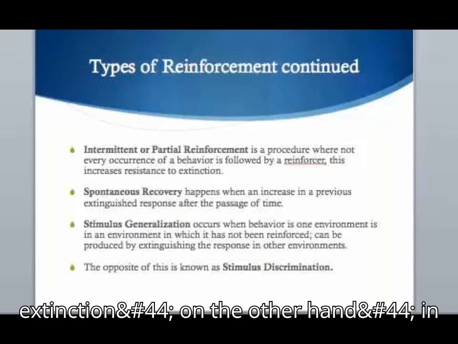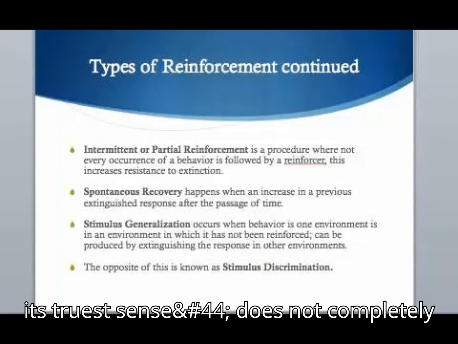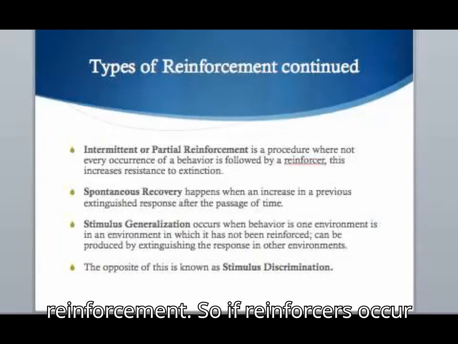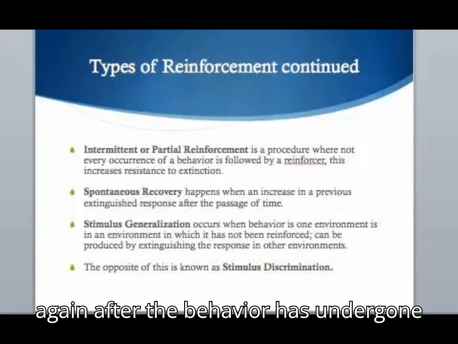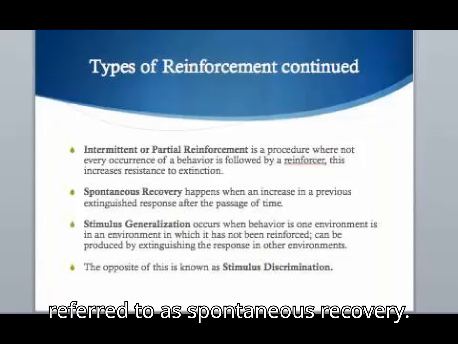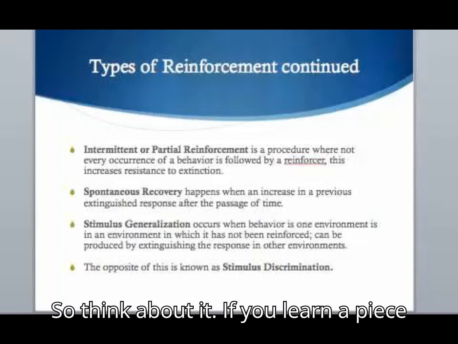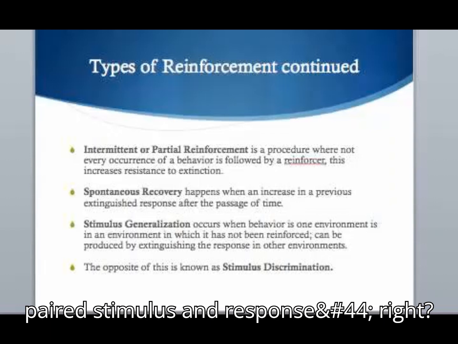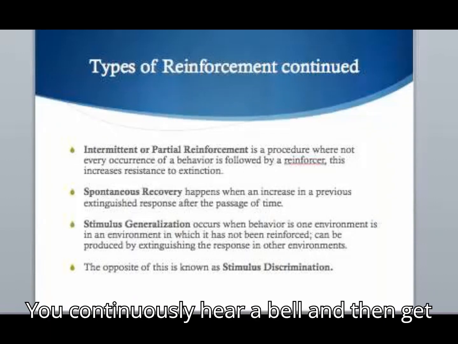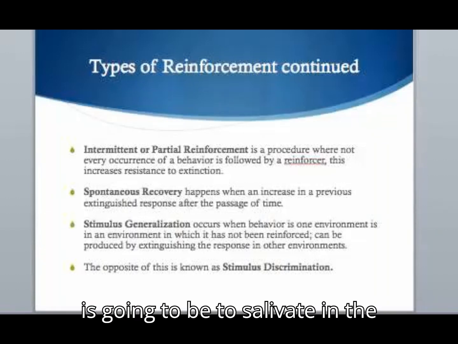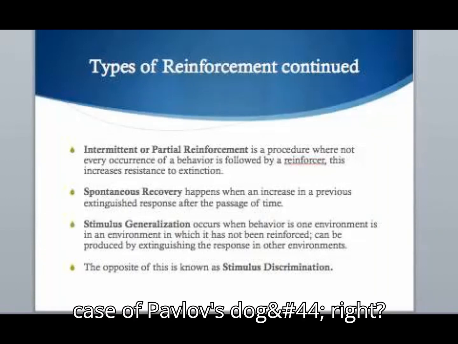So extinction, on the other hand, in its truest sense, does not completely eliminate the effects of prior reinforcement. If reinforcers occur again after the behavior has undergone extinction, it rapidly recovers its previously lost strength, and this is referred to as spontaneous recovery. So think about it. If you learn a piece of information and you have repetitively paired stimulus and response, right? You continuously hear a bell and then get presented with food, so your response is going to be to salivate, in the case of Pavlov's dog, right?